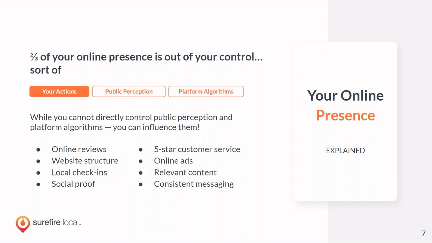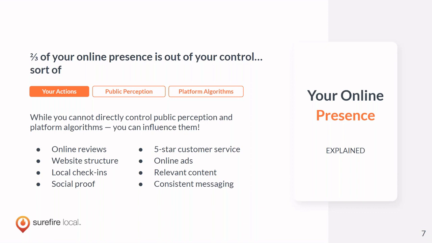So two of these three things in determining your online presence are out of your control, sort of. We know that your actions are the number one thing that you can control online and should be the focus, and generally is the focus of this presentation here today. While you cannot directly control your public perception, although you can heavily influence it and do the best you can, and you're not going to be directly controlling the algorithms, you can help contribute to them and you can help influence them. So what are the types of things that you are going to be able to control through your actions online?